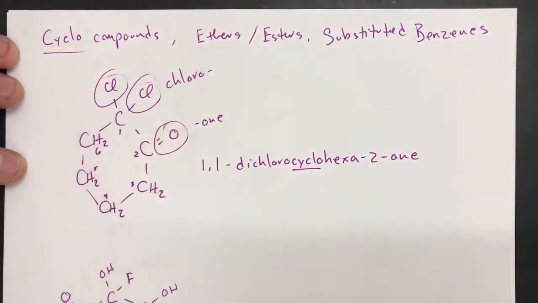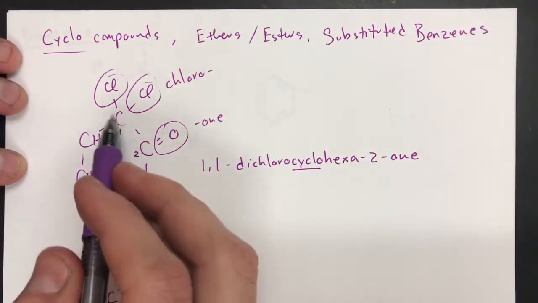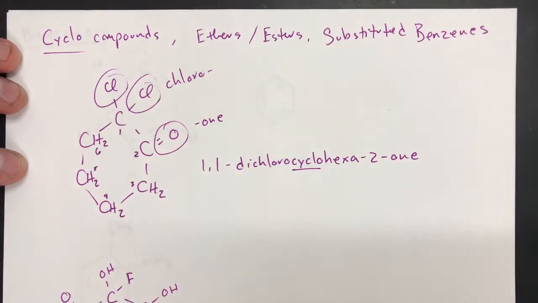When you have a cyclo compound such as this, we still need the hydrogens, and we can start numbering wherever we'd like, in this case on the chlorines, right there. So that's how you name that one.